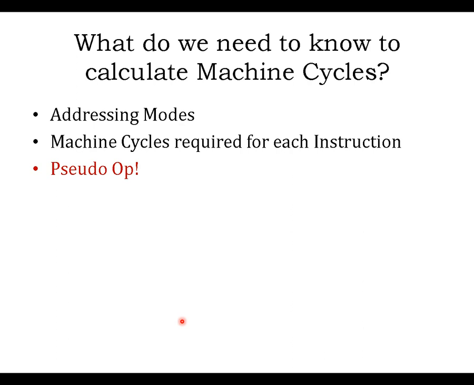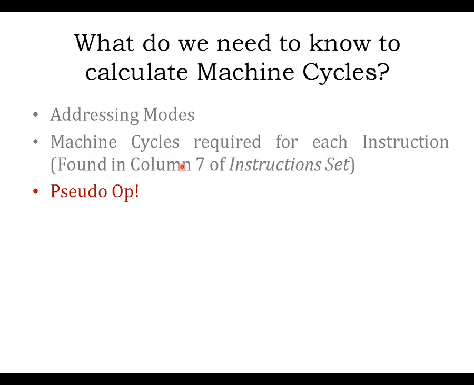So, to understand the runtime, we need to calculate the machine cycles, meaning the cycles required to run a block or bunch of lines of code. What do you need to know? You need to know addressing mode. I think we now pretty much understand addressing mode. We have a clear understanding of all types of addressing mode we have. We also need to know the machine cycles required for each instruction. So the machine cycles are found with each instruction, with each mode.